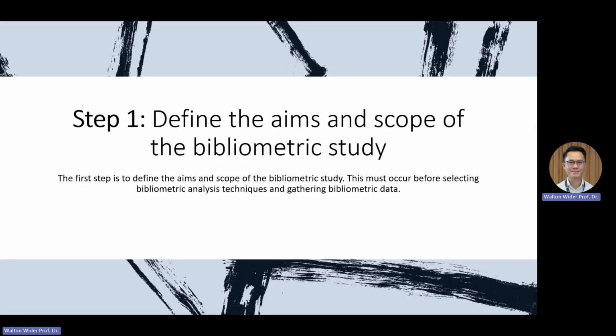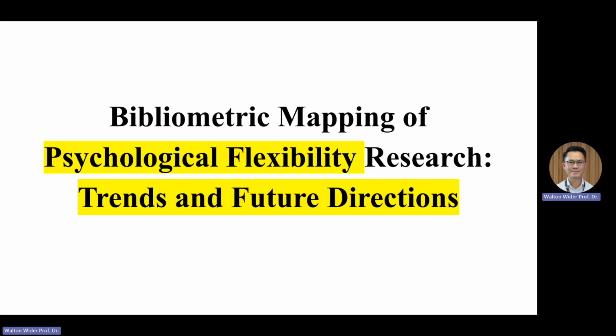So the first step is to define the aims and scope of the bibliometric study. This foundational step guides the selection of the appropriate bibliometric analysis techniques and the collection of relevant bibliometric data. So it involves determining what you want to understand or uncover about a research field and setting the boundary within which your study will operate. For example, in our study, this is our topic: bibliometric mapping of psychological flexibility research, trends and future direction.